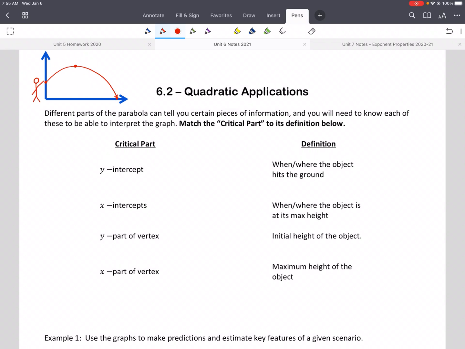All right, welcome everybody. This is 6.2 quadratic applications. Please make sure you did 6.1 before you did this. Otherwise, this may not help as much, okay? So, today we're doing applications.